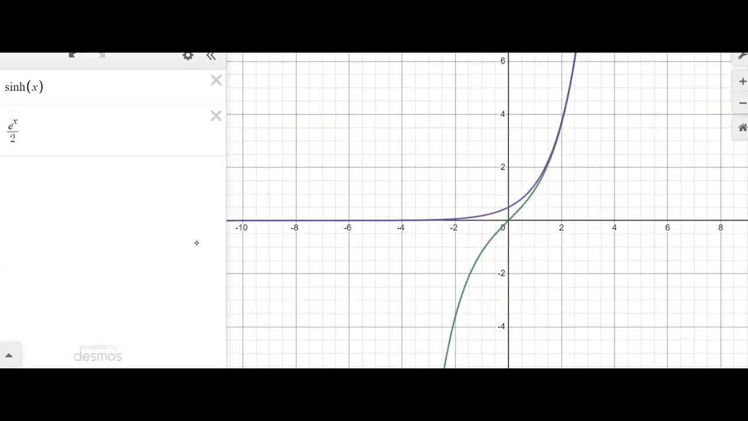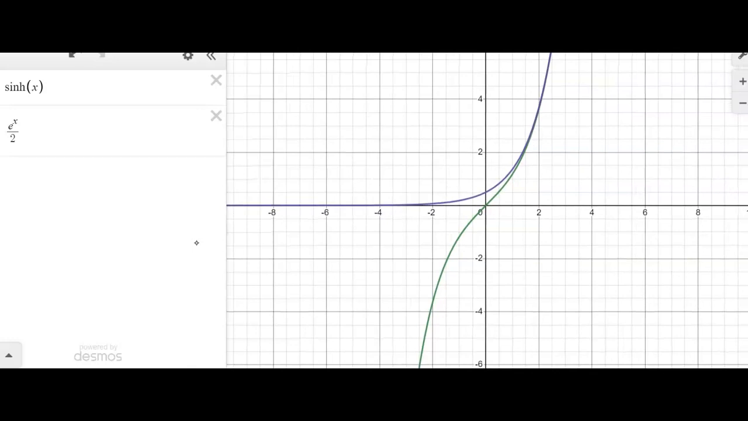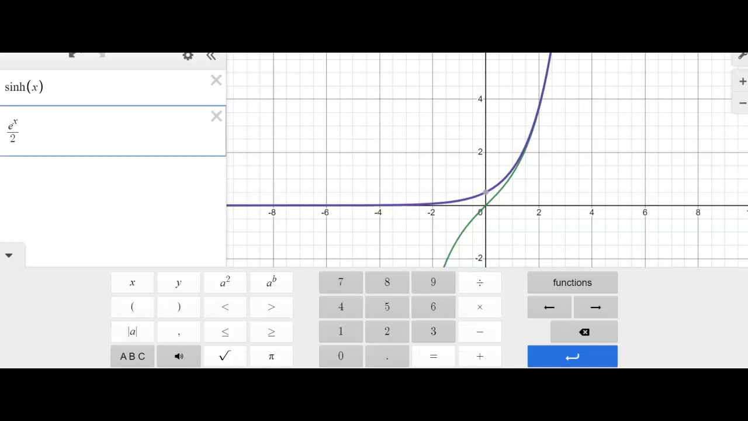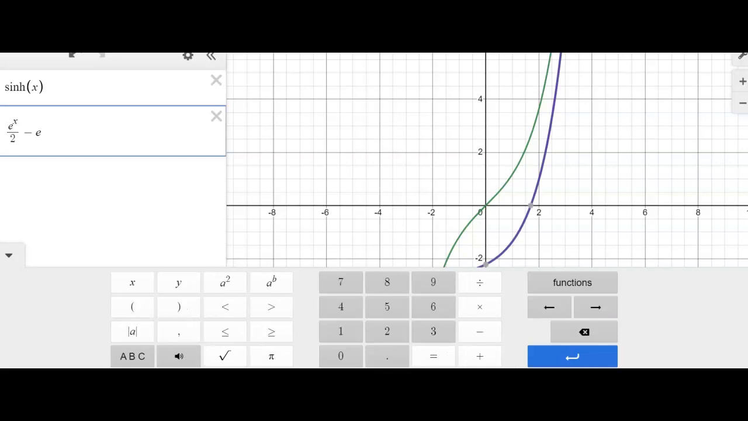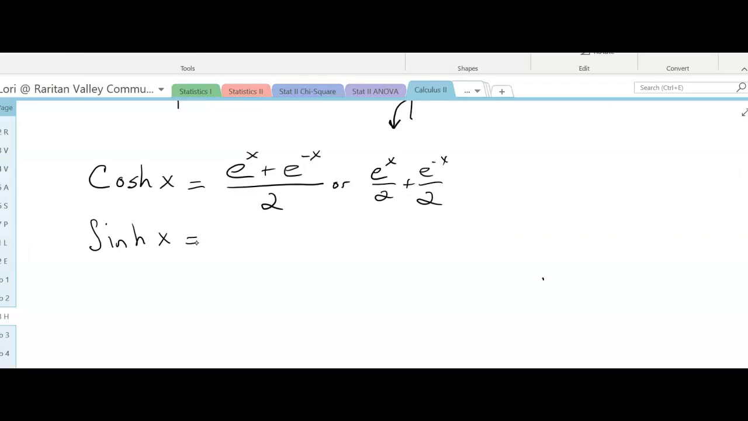not to go this way, right? Not to go like this, but then to also flip down. So basically I have to reflect it over the x-axis and reflect it over the y. So how about this? Instead of plus, let's do minus e to the negative x divided by 2. And there you go. Same function. So let's go back to our notes. And sinh x equals e to the x minus e to the negative x divided by 2. Or if you like separating them, doesn't matter.